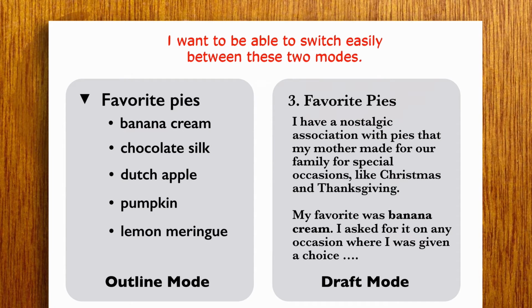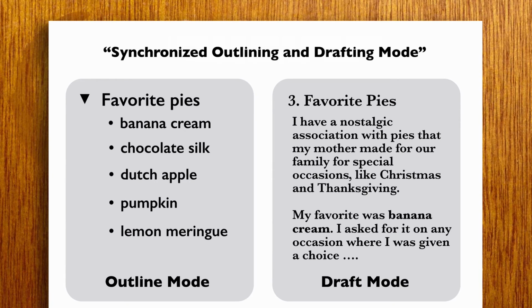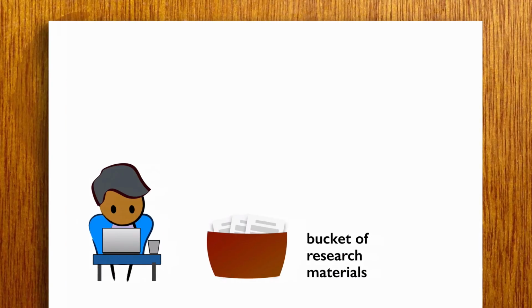The key idea is that I want it to be easy to move back and forth between outline mode and draft writing mode. Any changes I make in the outline will automatically be reflected in the structure of the draft and vice versa. I call this synchronized outlining and drafting mode. Now, most academic essays are also going to require that you do some research on a topic and reference any sources you might have in your writing.